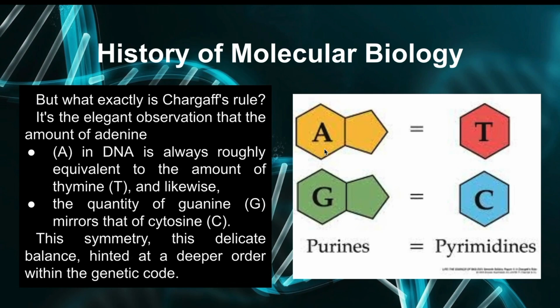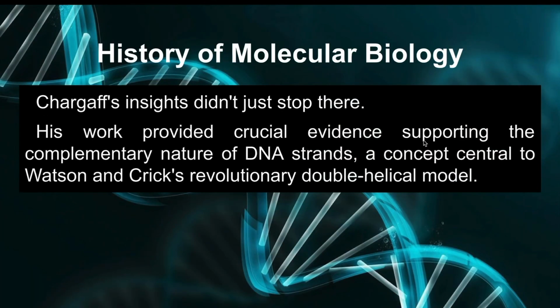But what exactly is Chargaff's rule? It's the elegant observation that the amount of adenine, itong A class, is always roughly equivalent to the amount of thymine. And likewise, the quantity of guanine mirrors that of cytosine. Now, this symmetry, this delicate balance, hinted at a deeper order within the genetic code. Chargaff's insights didn't just stop there. His work provided crucial evidence supporting the complementary nature of DNA strands, a concept central to Watson and Crick's revolutionary double helical model.